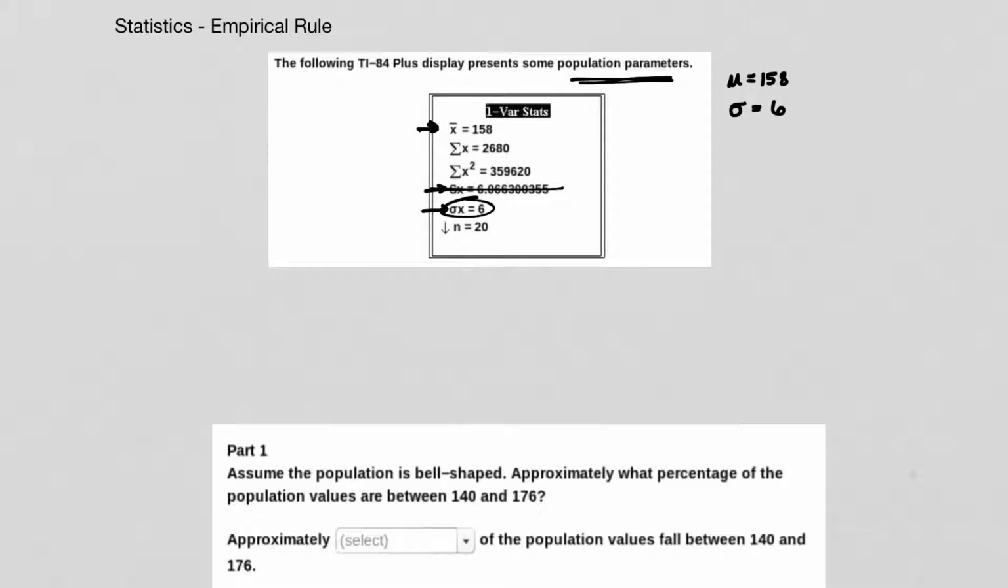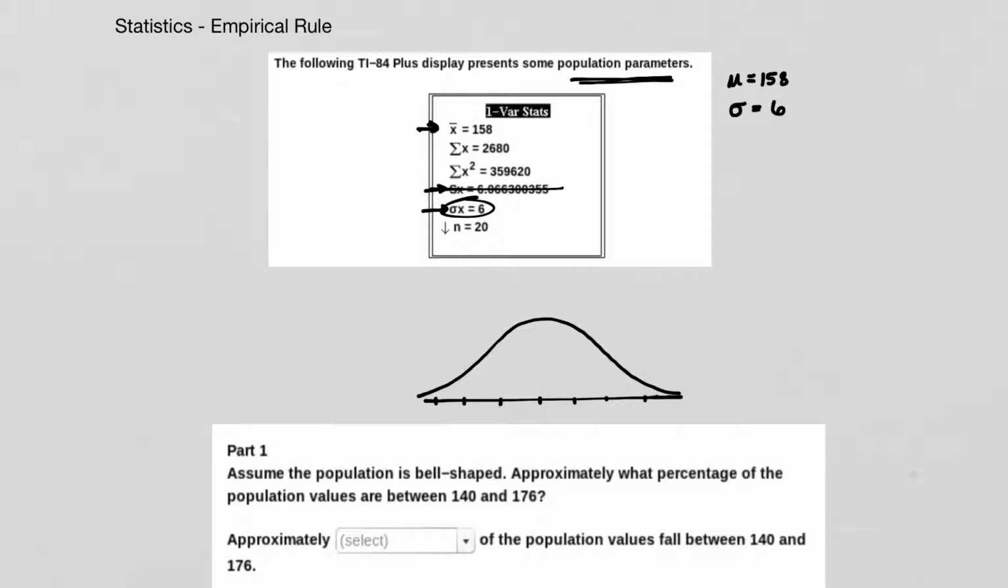So now what I'll do is I will solve this problem. It says, assume the population is bell-shaped. Okay, so we've got our bell-shaped distribution. Now I've drawn my bell-shaped distribution. I've marked the mean, and the mean plus 1 standard deviation, plus 2 standard deviations, plus 3 standard deviations, and then 1, 2, and 3 standard deviations below the mean on the axis.